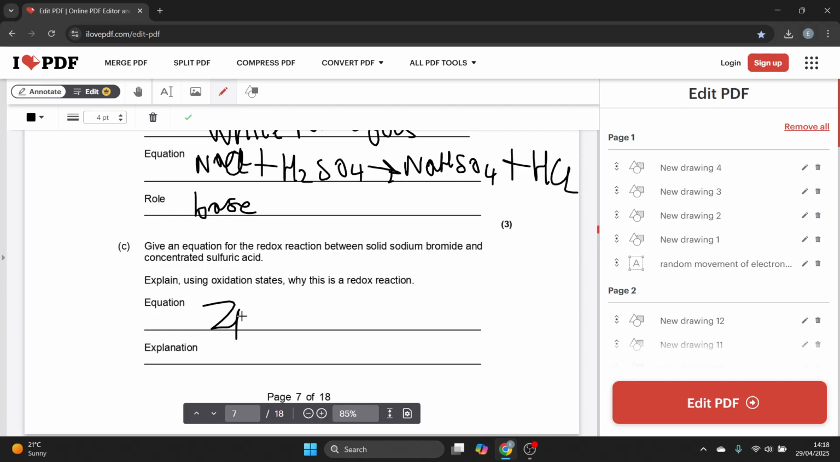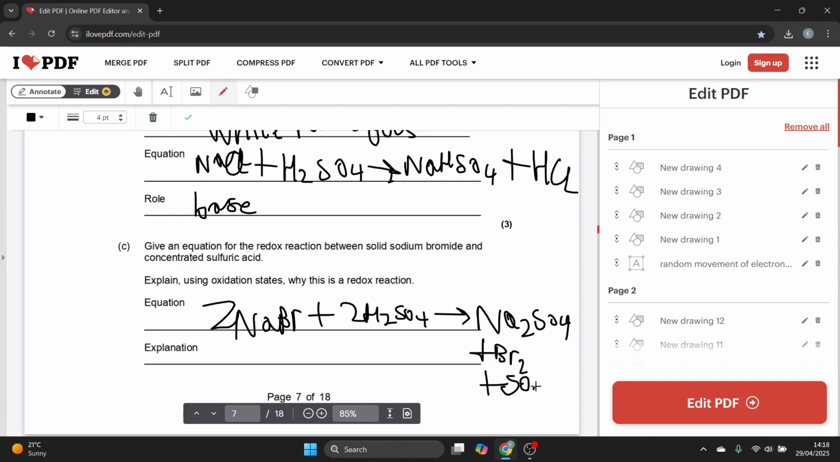So 2NaBr plus 2H2SO4 gives Na2SO4... And you guys, you cannot not memorize these equations, because if you don't, you're limiting yourself to not an A. I think if you don't memorize any equations, you're limiting yourself to a B maximum, even if you get everything else right.